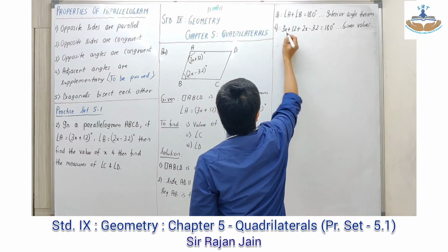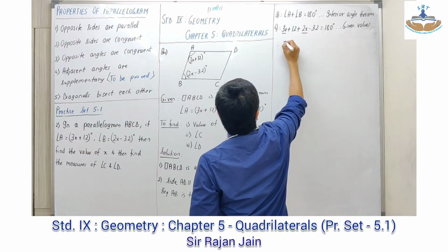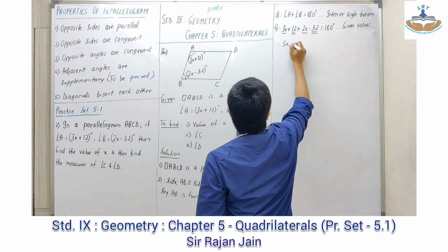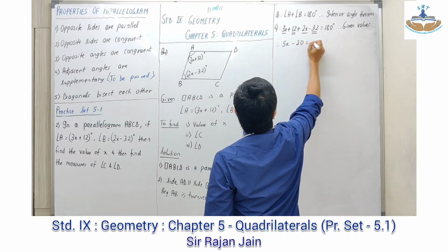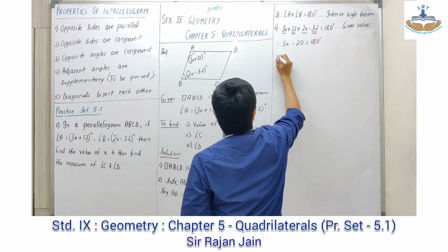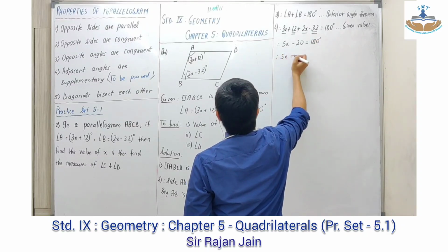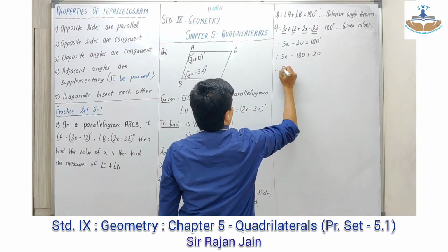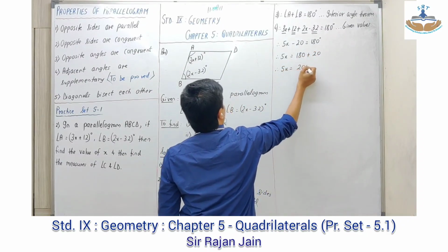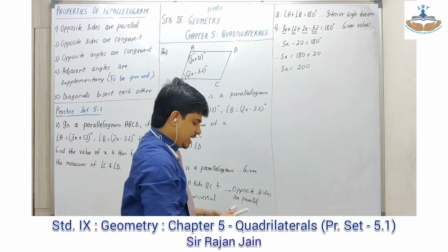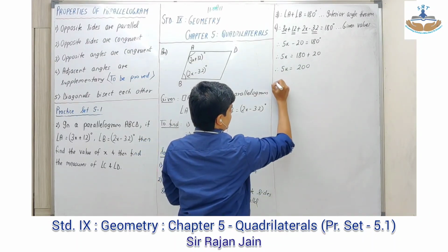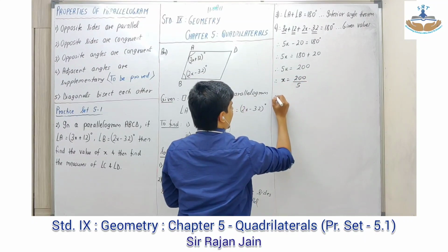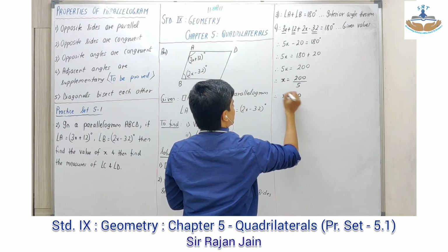Now you just need to solve this. This 3x and 2x will give you 5x, 12 and minus 32 will give you minus 20 is equal to 180. Therefore, 5x is equal to 180 plus 20. 5x is equal to 200. Clear? Now, you will say therefore, x is equal to 200 upon 5. Therefore, x is equal to 40.